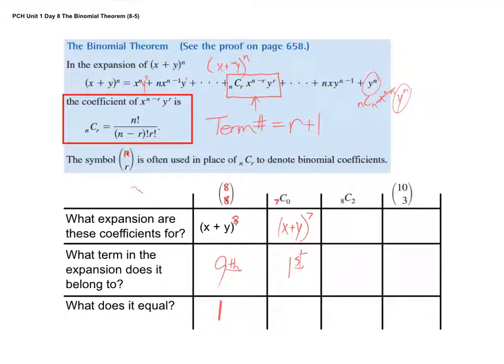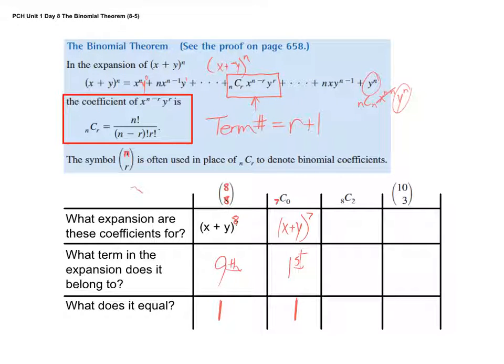And what does it equal? It equals 1. That's right. Remember, Pascal's triangle always starts and ends with 1. We're going to get ones that don't equal 1 eventually here. So let's look at one of those.